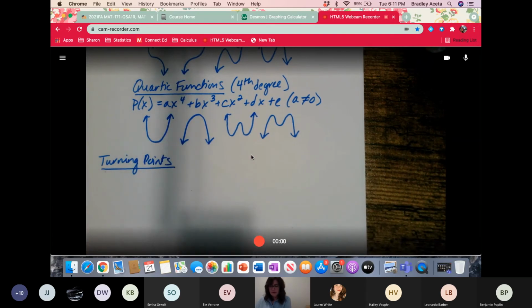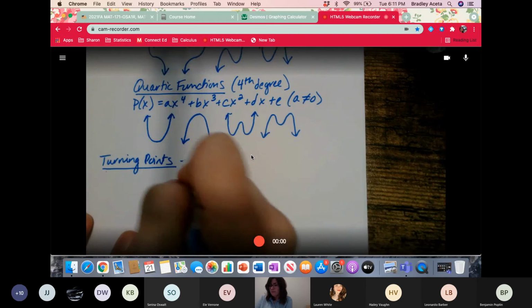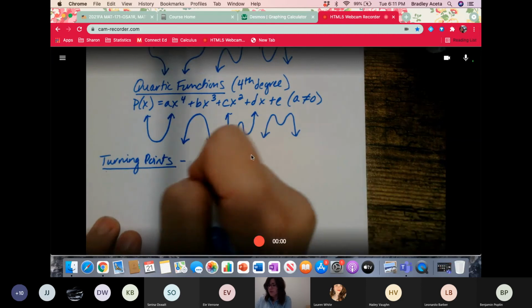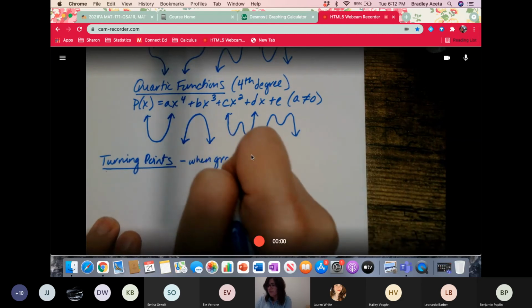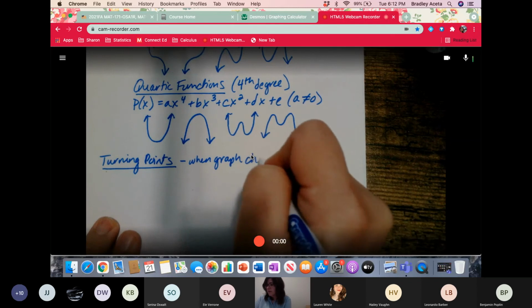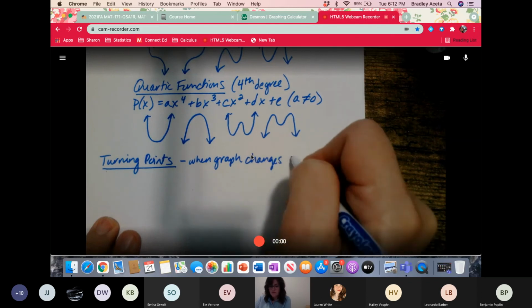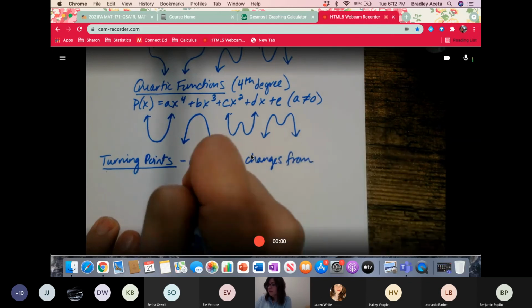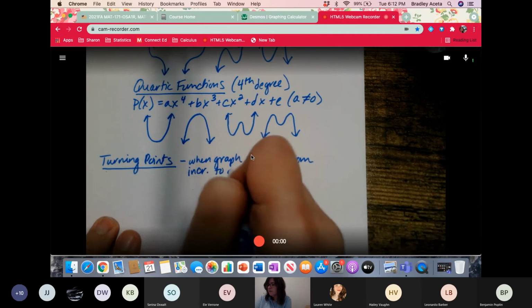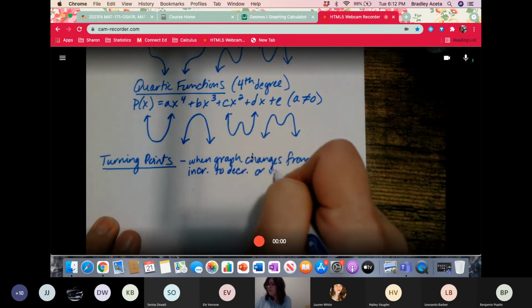Turning points. And I hope that seems pretty logical to you. It's when the graph changes from increasing to decreasing or vice versa.